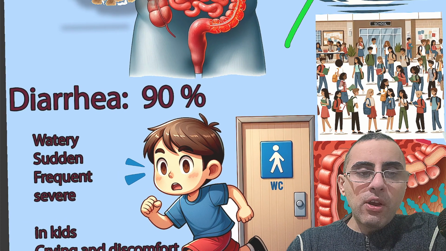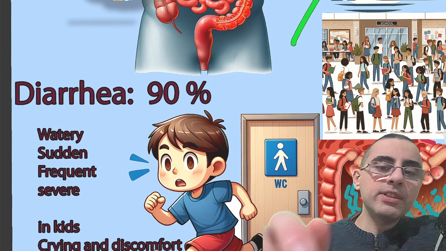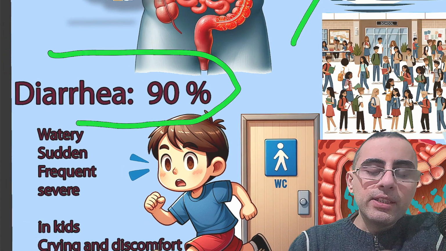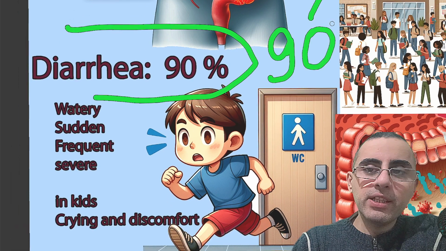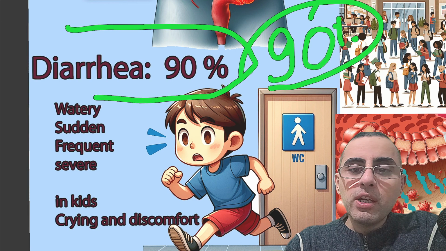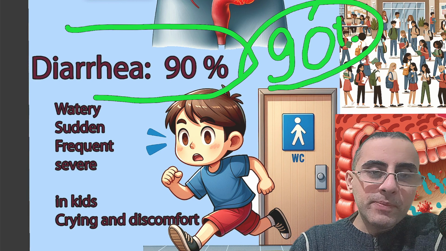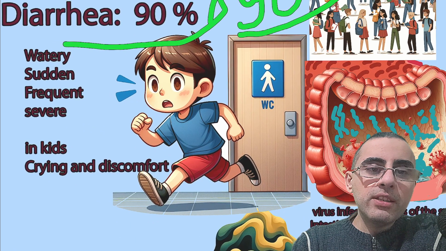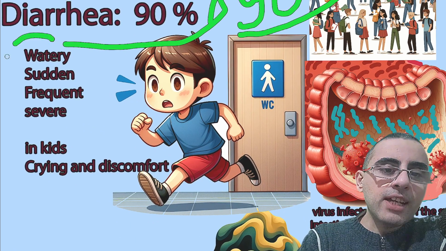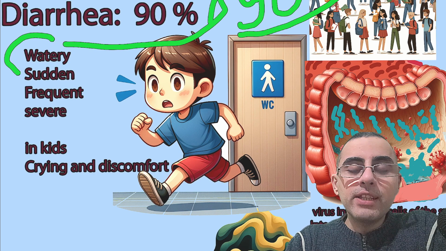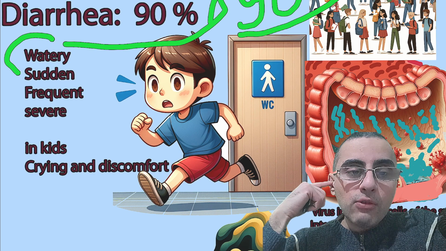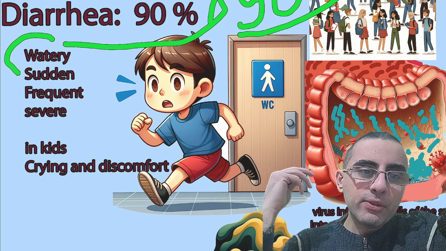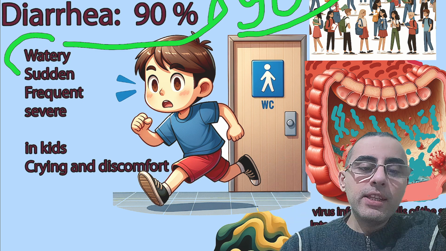The first and most common symptom of norovirus is diarrhea. Diarrhea occurs in around 90% of cases of norovirus infection, so the most common symptom is diarrhea, and this diarrhea is usually watery, sudden, frequent, and severe. So it is sudden diarrhea out of nothing, usually very watery and severe.